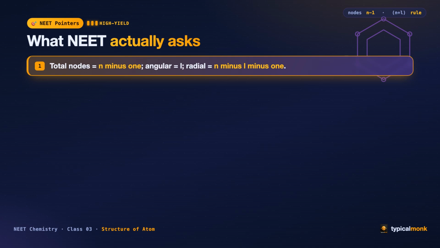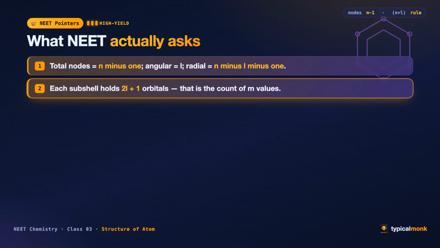Now sit up straight. These 5 lines are what NEET actually asks year after year. 1. The total number of nodes in an orbital is n minus 1. The angular nodes equal L, and the radial nodes equal n minus L minus 1. This trio is tested constantly. 2. Each subshell holds 2L plus 1 orbitals, and that is also the number of magnetic quantum values. So s has 1, p has 3, d has 5, f has 7.